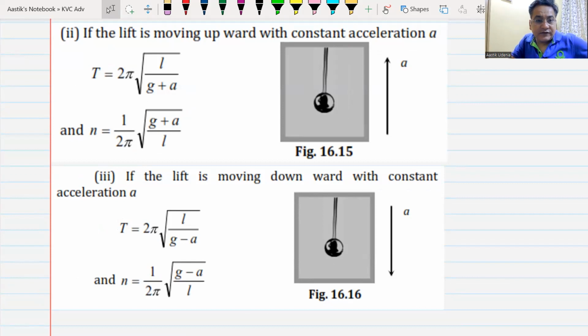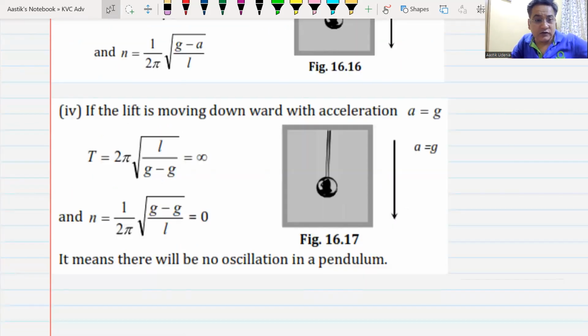If the lift is in free fall, you understand the meaning of free fall? Yes, sir. Somehow the string, the pulley of that lift has snapped, and the lift is moving down, falling under gravity.